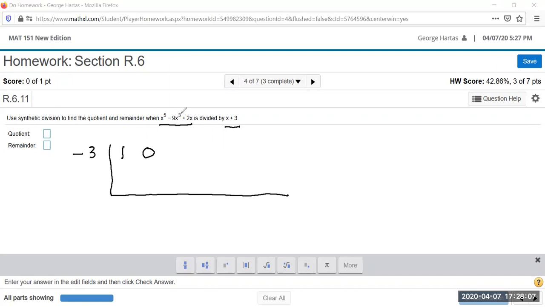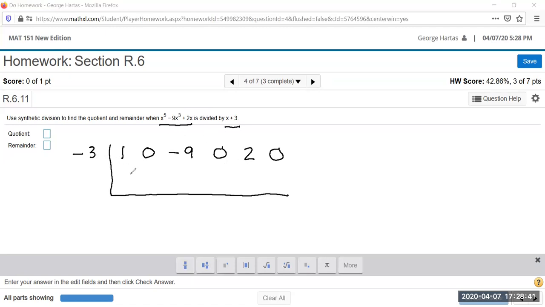Next, it's x to the third term. The coefficient is -9. Now we're missing x squared, so that's got to be a 0 here. X to the first power, the coefficient is 2. And we're also missing the constant, so we have to put a 0 here. Okay, so that's the setup.